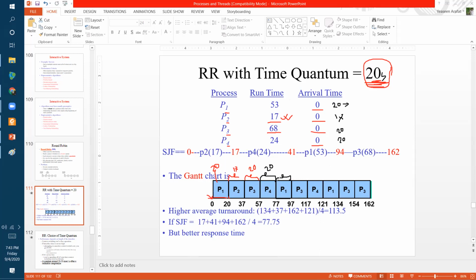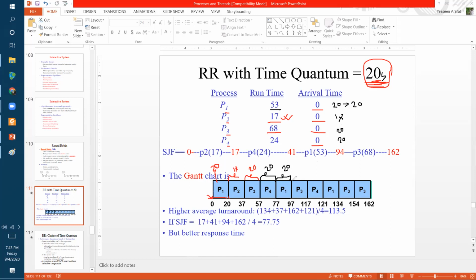So P1 will do its job from 77 to 97 seconds. Another 20 seconds will be taken out from P1's runtime. Okay, then P3 will start.